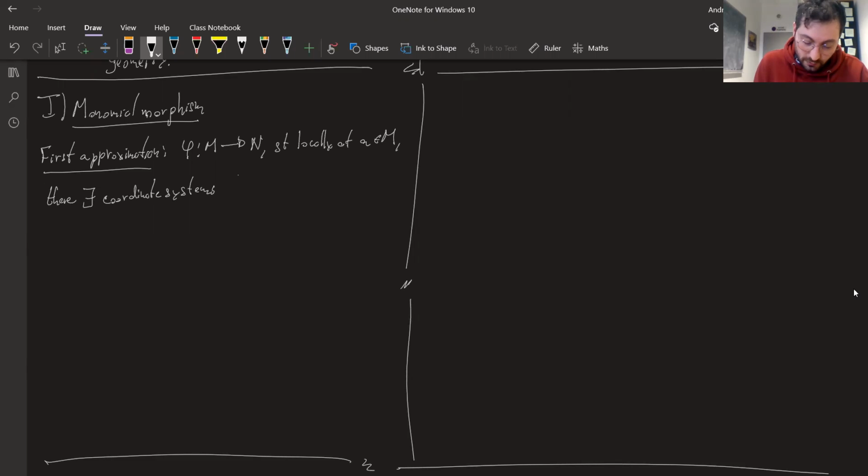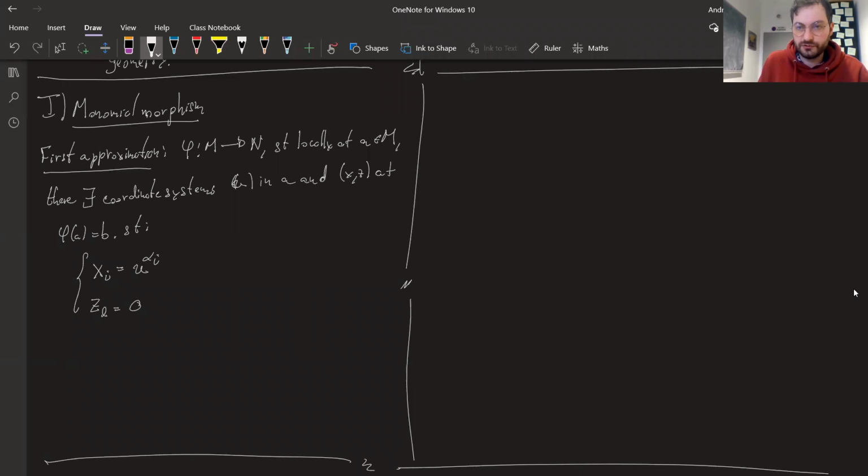Say x, let's take u in A, and let's say x, z at phi of A, I might call it B, such that what we want is that the x_i are just going to be given by monomials, as we are used to. And maybe I'm introducing this other variable z just to say that there are going to be terms which are equal to 0. I don't necessarily want all of the entries to be non-zero. It's fine to admit some of the entries being equal to 0.